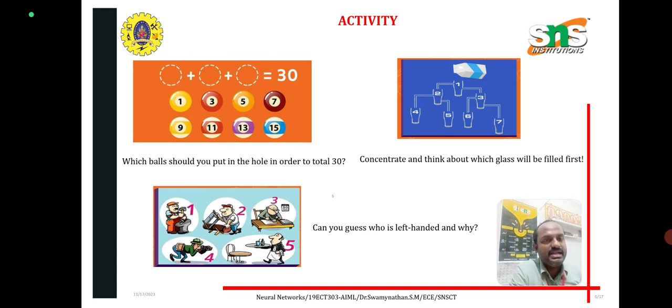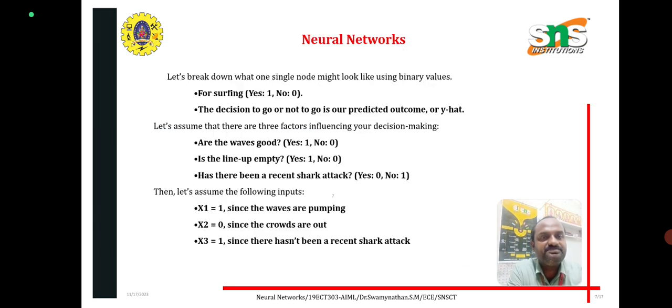Next, concentrate and think about which glass is filled first. The third glass, on the right-hand side, is filled first. And the third picture, a picture puzzle, asks: can you guess who is left-handed and why? The 5 is the left hand because they are serving the right hand only. So these are the three activity answers.